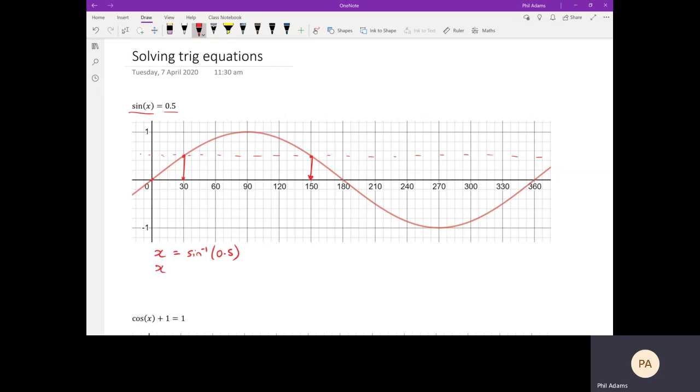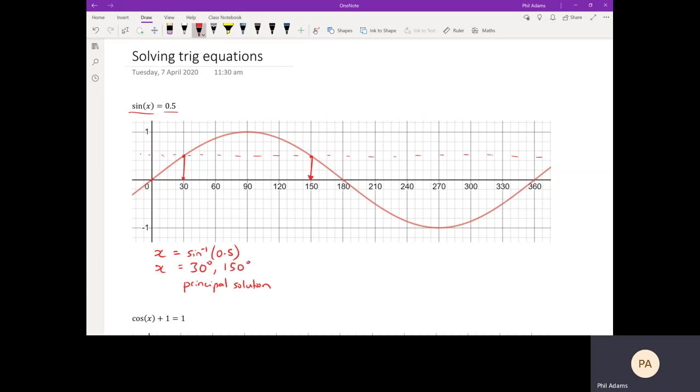Now, when you work that out, you should find that that is 30 degrees. Now, that is our lowest positive value. So that's what we call our principal solution. Okay, so that's the first one. It's the lowest one. The second solution, your calculator won't show that. So you really have to have a good knowledge of these graphs. And if you look here, obviously from the graph, we know it's 150 degrees.